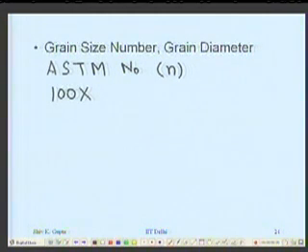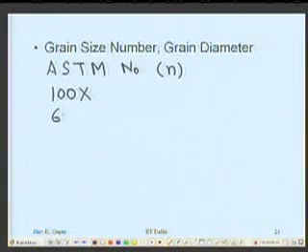And the unit area when this standard was made was 1 square inch. Today we call it 645 millimeter square, which is the square of 25.4. There are 25.4 millimeters in an inch, and we just square this, it becomes 645 millimeters square. So at 100 linear magnification, when we view the microstructure, we take 645 millimeter square area, and in that area we count the number of grains. Let us say that number of grains turns out to be capital N.